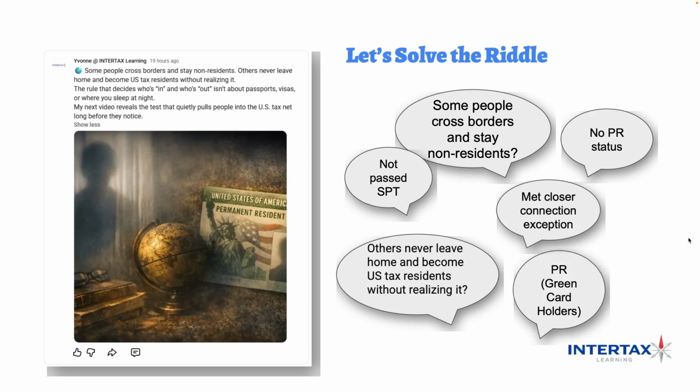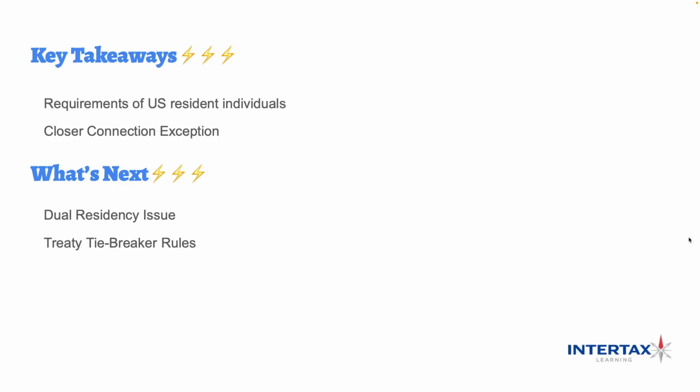All right, that's it. Today, we went through the requirements of a U.S. tax resident individual and the closer connection exception. In the next video, we'll talk about what happens when you stay too long, which brings us to the dual residency issue and the treaty tiebreaker rule.